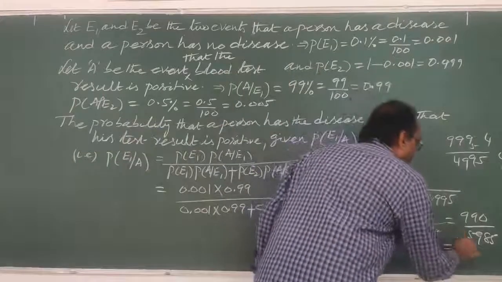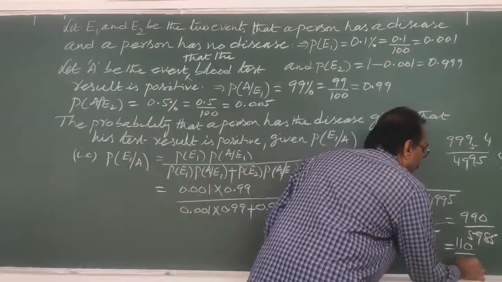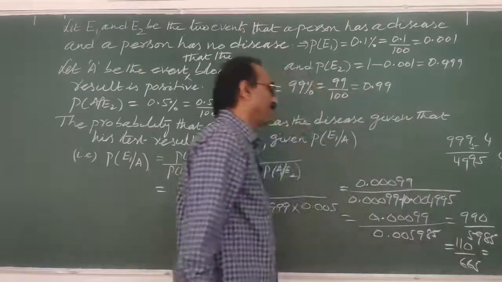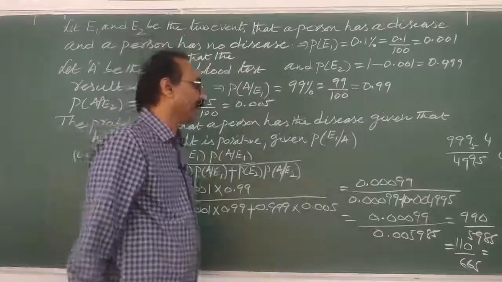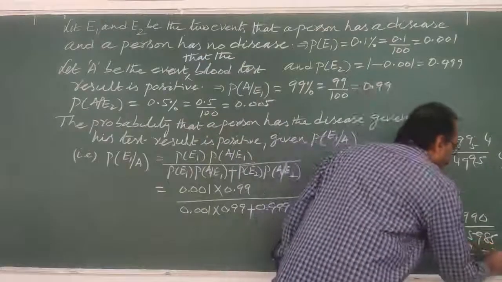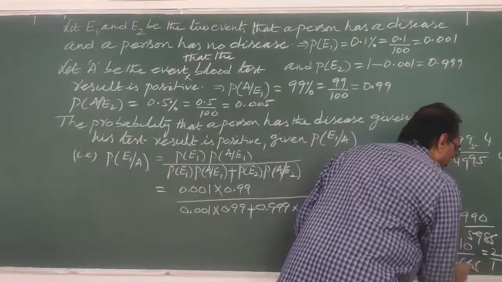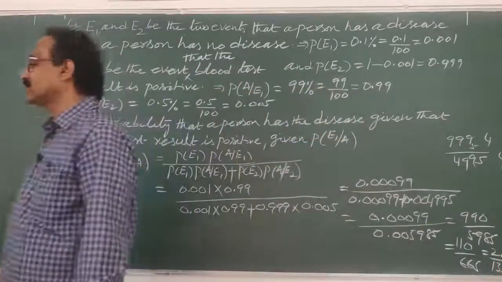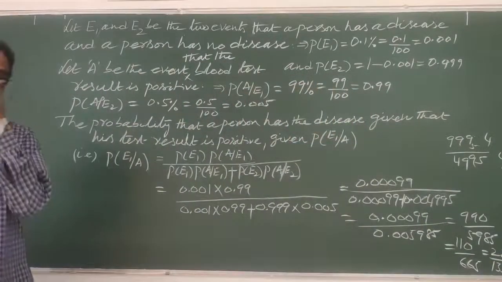9 table will go, 110 by 665. Again 5 will go, 2 5 is 10. Again 2 5 is 10, 22 by, 1 5 is 5, 16, 3 5 is 15, 133. 22 by 133. So therefore, that is the probability.